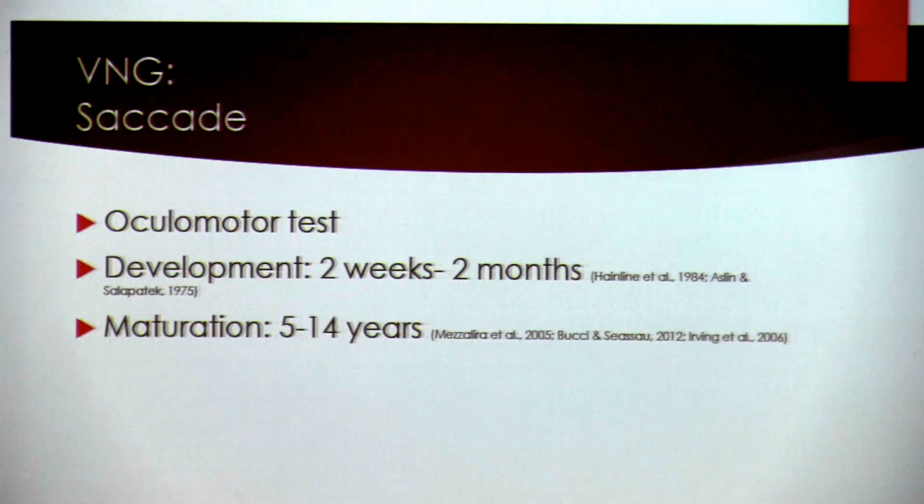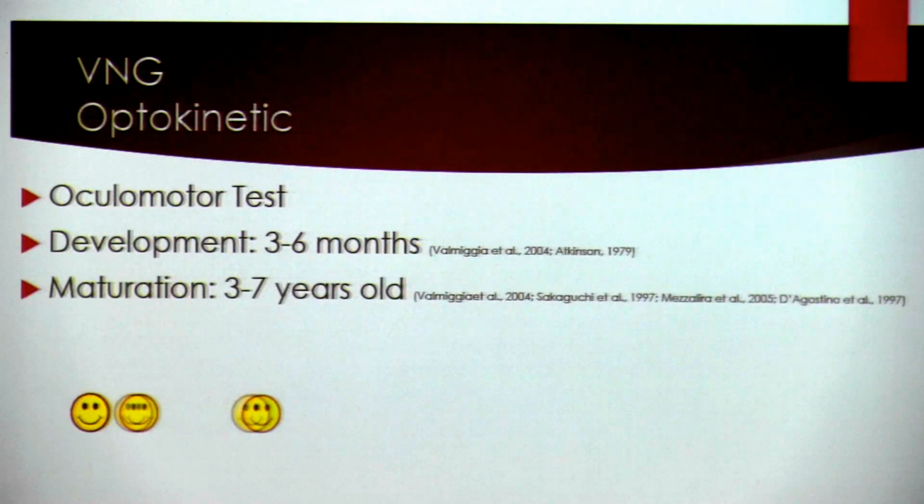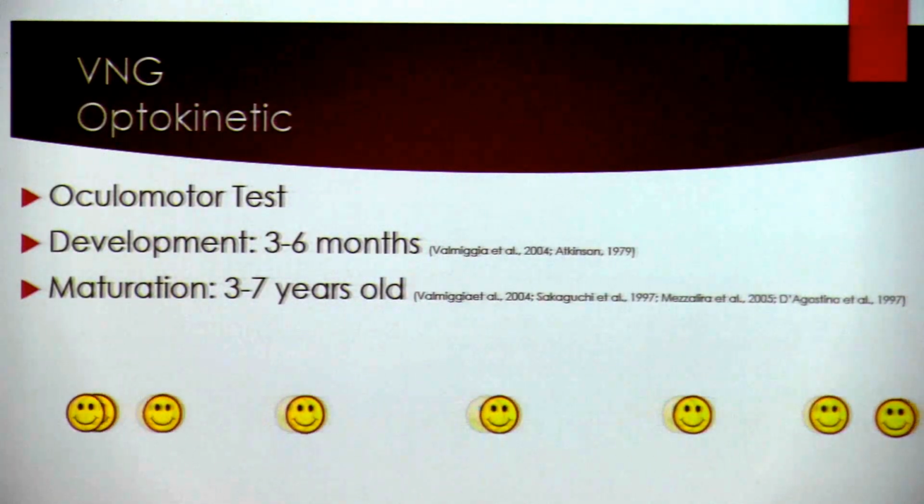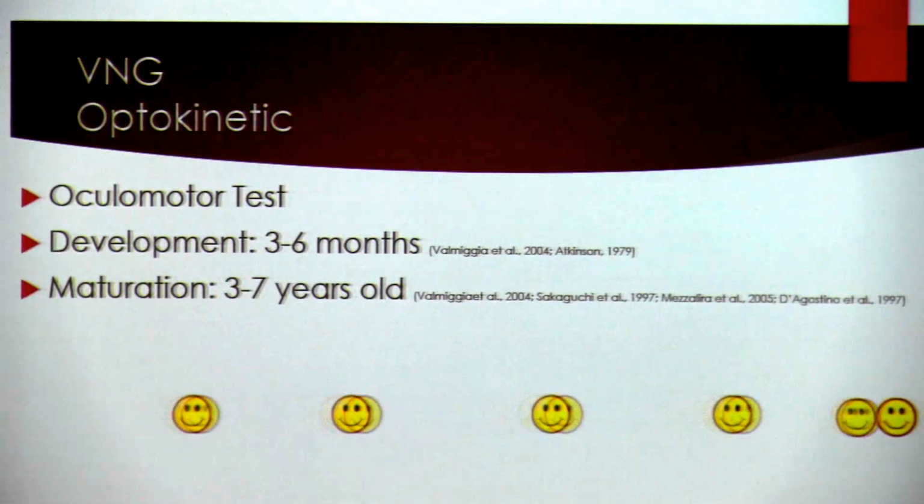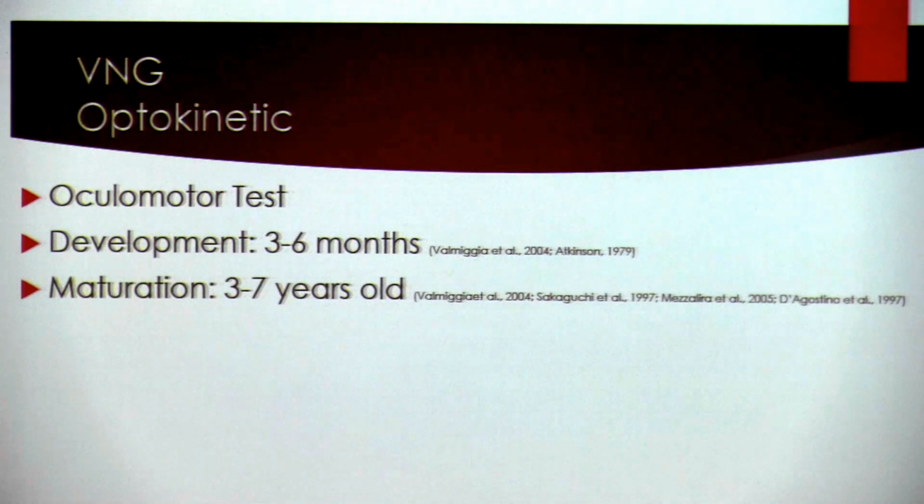The next ocular motor test is optokinetic, and this is watching a rotating object, keeping a rotating object on the fovea. Sort of like watching a train go by, or watching these smiley faces go by. Again, there was no normative data for this test, but children can developmentally do it at 3 to 6 months, and you can compare it to adult normative data at 3 to 7 years.